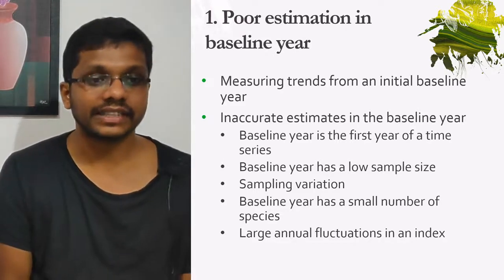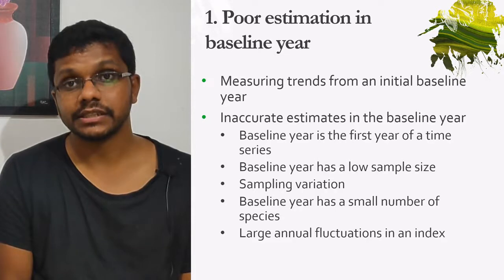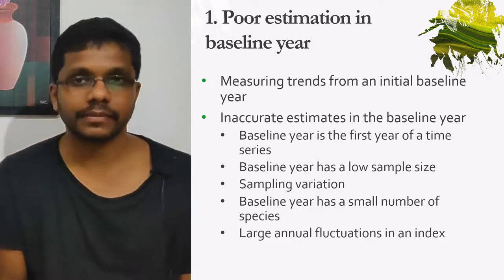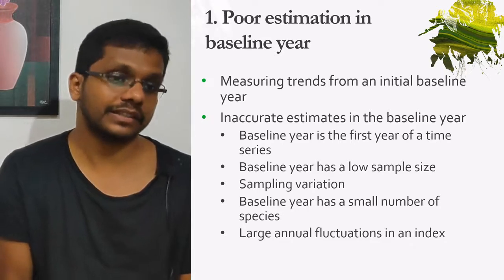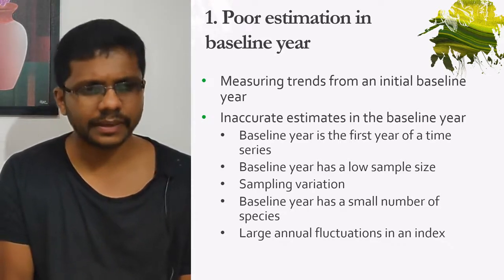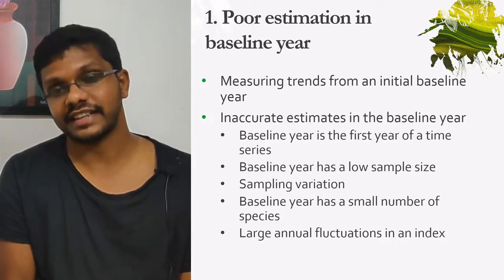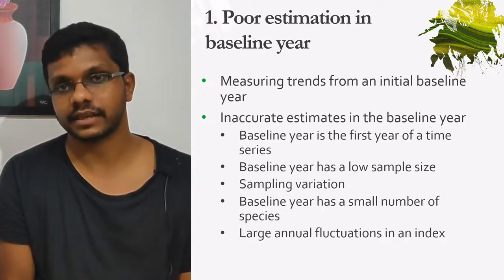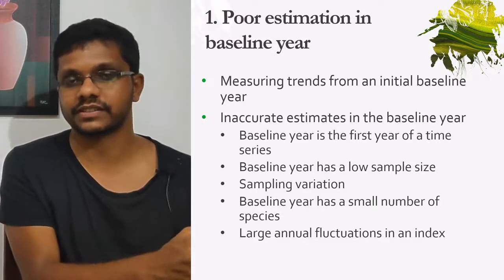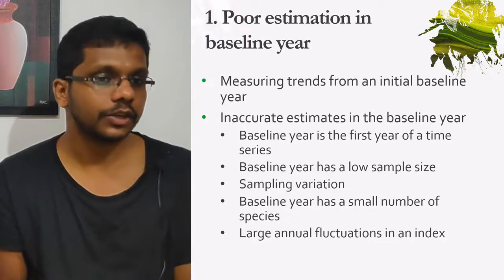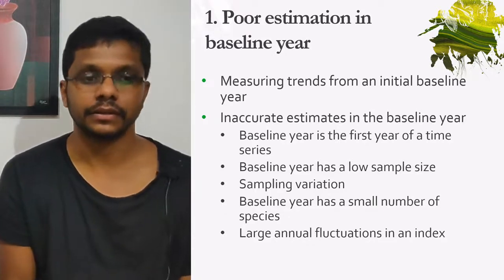Next we have the sampling variations. Because of the fluctuations in the population, there is a chance of sampling variation as it is the first year. Maybe the baseline has a small number of species. When we are starting a survey, most people start with a limited number of species. As the survey is established, we will add more and more species into the group. So that can happen.